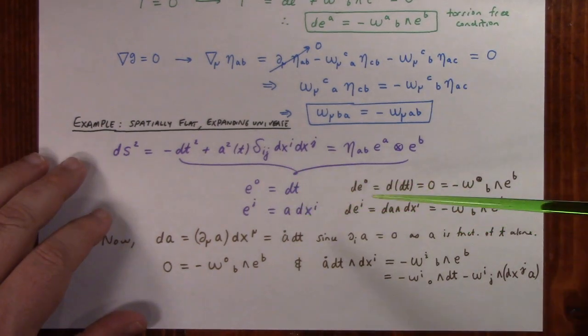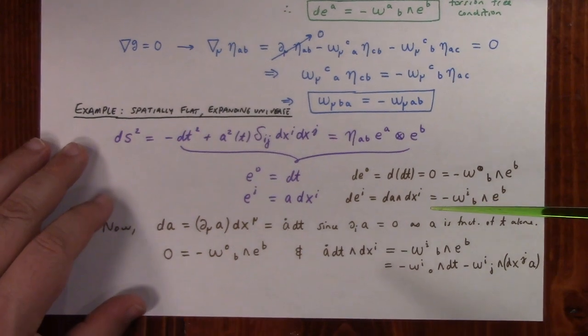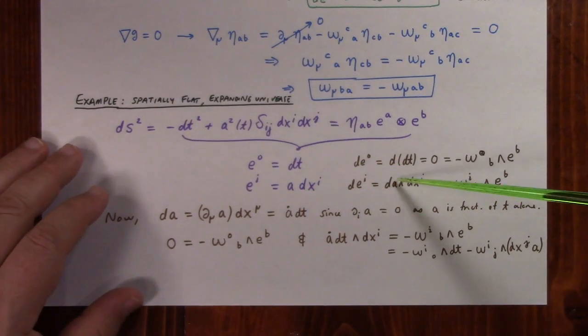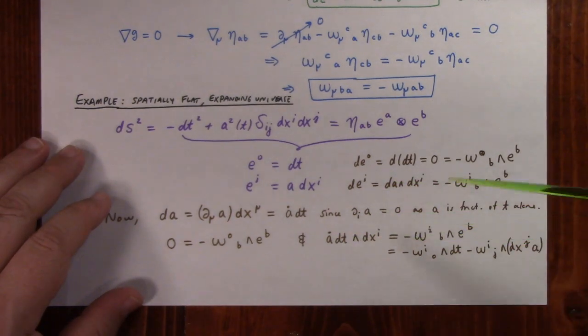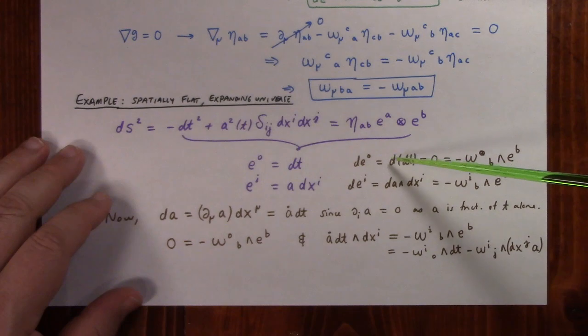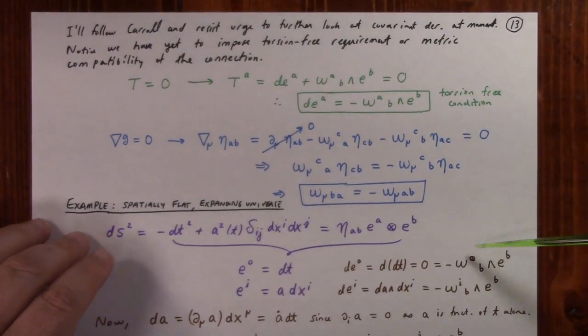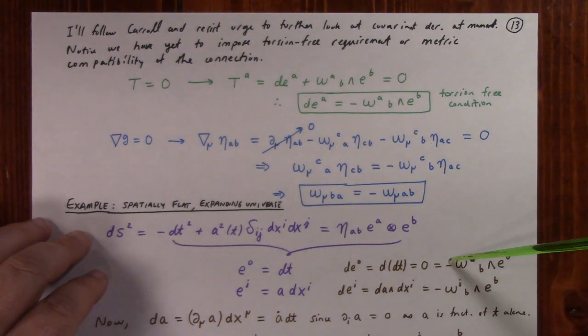I would point out that means the differential of E0 is just 0. The differential of Ei is dA wedge dxi. But because A is only a function of t, that's going to make this dA actually just equal to A dot dt. And then, of course, by the torsion-free condition, we have that this is actually equal to minus the connection, minus this omega wedge, and minus this omega wedge.